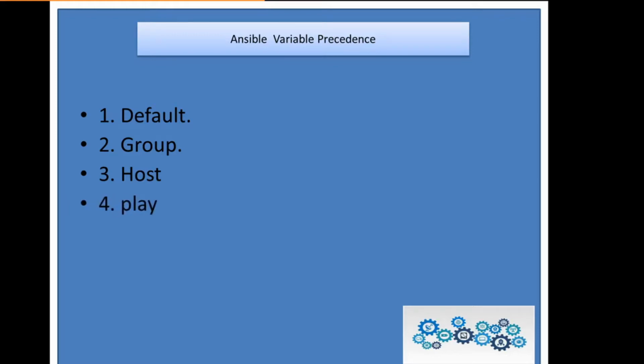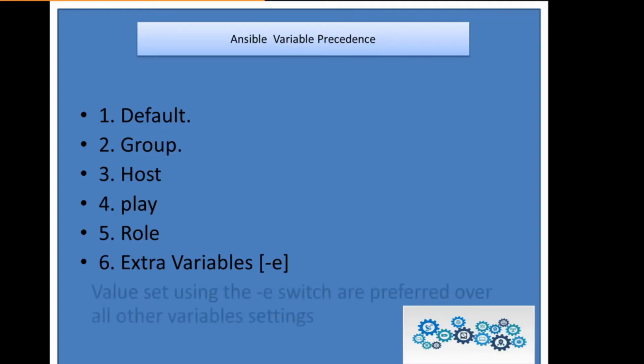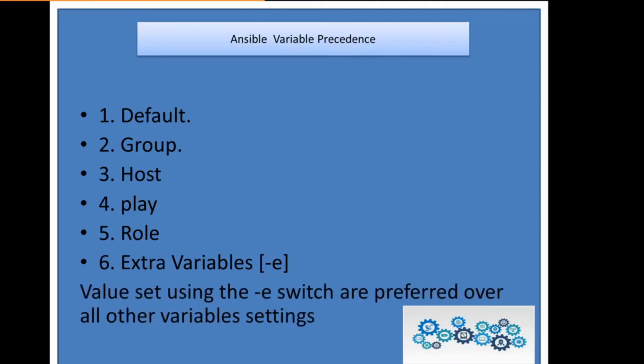And then similarly, playbook, roles, and extra variables. The extra variable is the most preferred one while you are passing variables. It will override all other places and this value will be taken. Extra variables can be used with the hyphen e switch when you run the playbook.